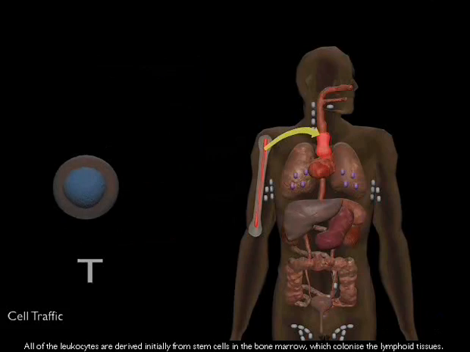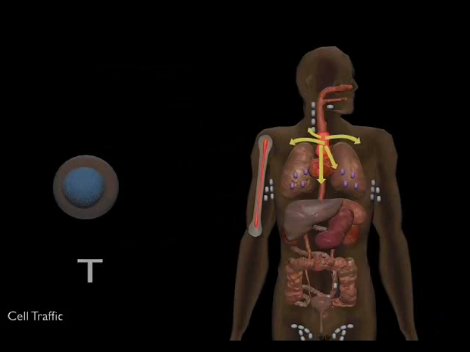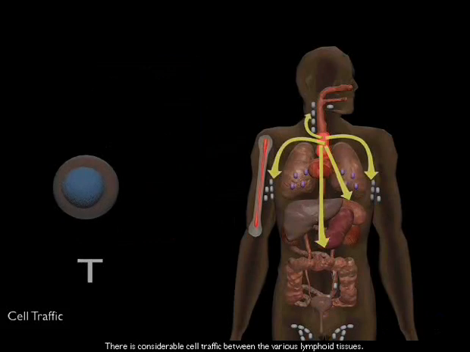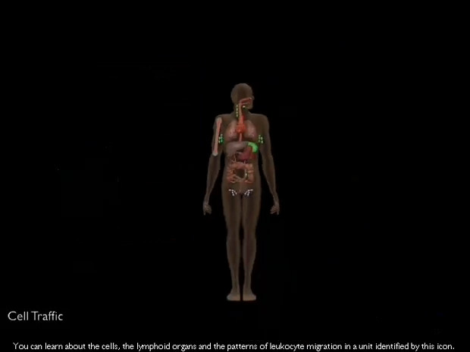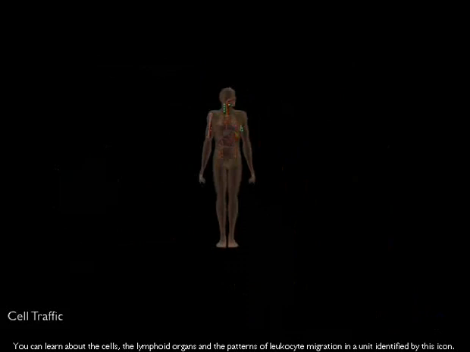All of the leukocytes are derived initially from stem cells in the bone marrow, which colonize the lymphoid tissues. There is considerable cell traffic between the various lymphoid tissues. You can learn about the cells, the lymphoid organs, and the patterns of leukocyte migration in a unit identified by this icon.